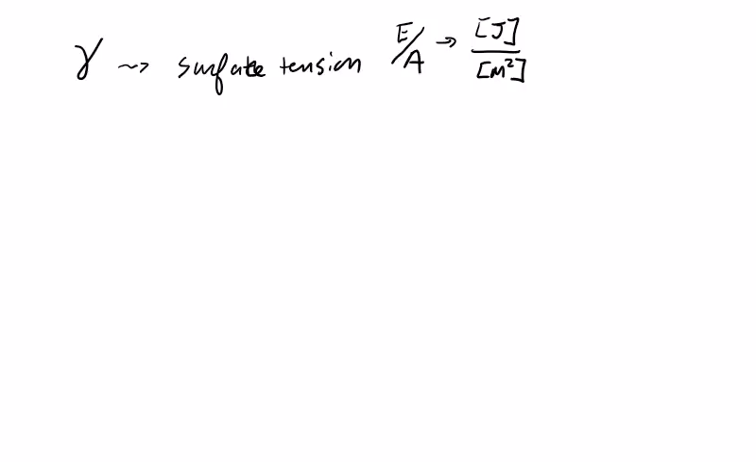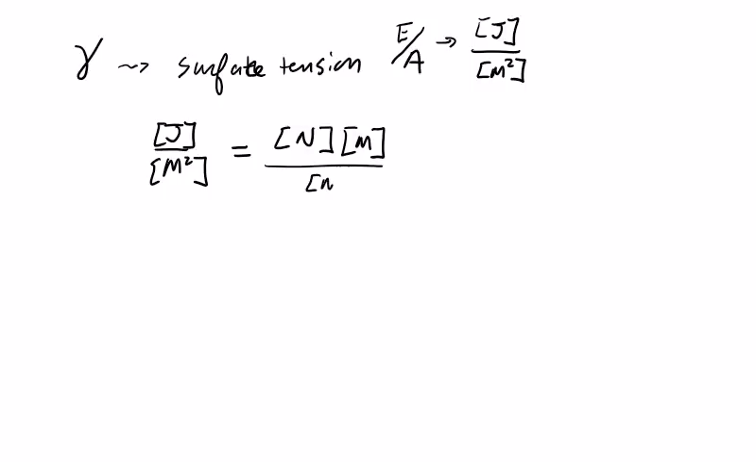Now the thing is, if we look at the units of joules per meter squared, if you remember that is equivalent to newtons per meter over meters squared, because a joule is a newton meter, which means that this is equivalent to a newton per meter. So one way to think about surface tension is an energy per unit area, but because of units, we can also think about it as a force per the perimeter of the area.